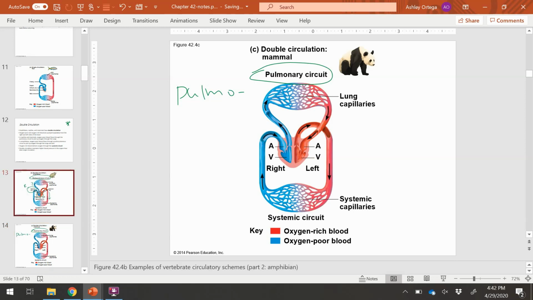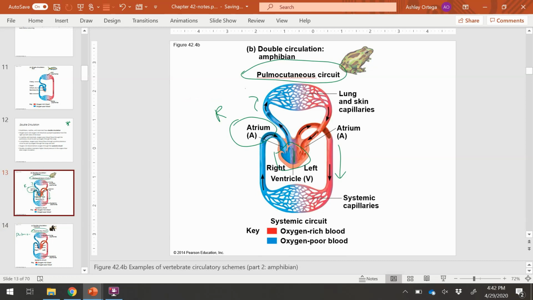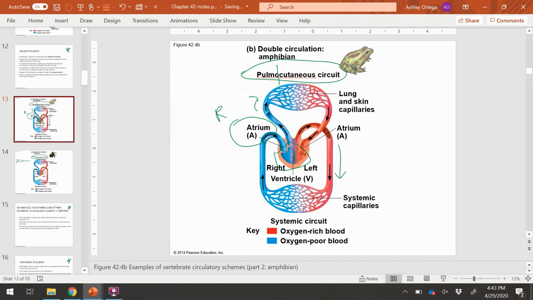For the previous one here, pulmocutaneous: pulmo meaning lung and cutaneous meaning skin, like subcutaneous, if you've ever heard that. Injecting something subcutaneously means into the skin. And so that means lung or skin circuit.